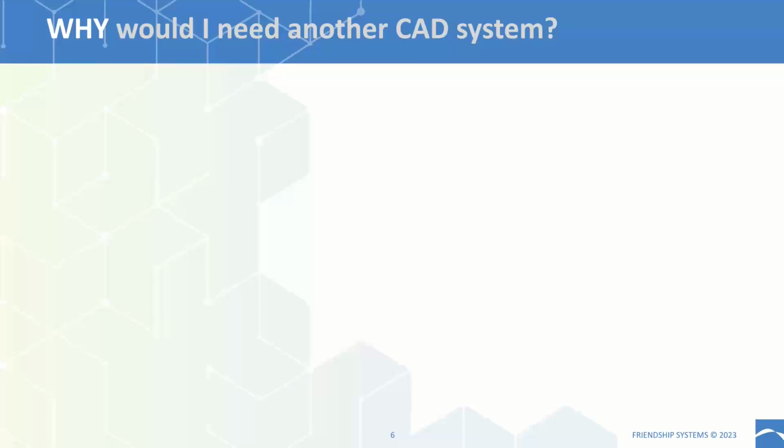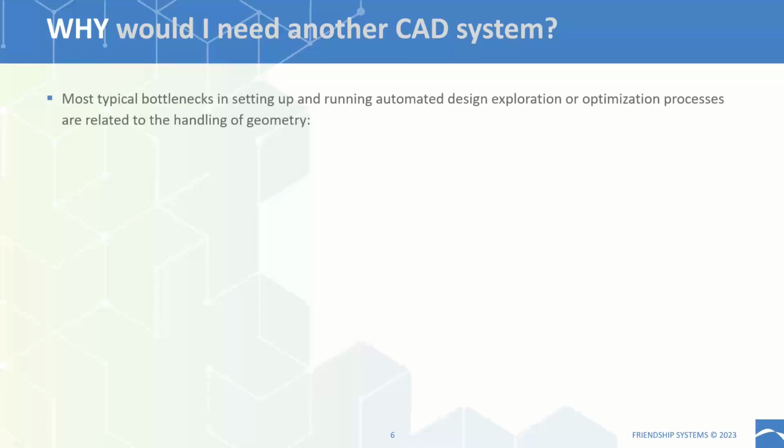So a typical question that comes up is, why would I need another CAD system? Everyone is working with some sort of CAD system nowadays. And in our experience, the people we talk to and our customers, the bottlenecks that they're mostly dealing with when they want to set up and run automated design processes are related to the handling of the geometry. For example, geometry variation with these, I will call them traditional CAD systems, is often difficult. When you start changing parameter values with an optimizer, for example, you run into problems of regenerating the geometry. The geometry model is broken, or you get infeasible geometries.